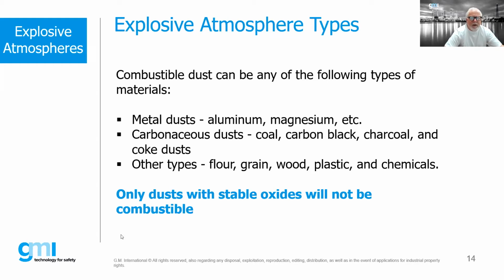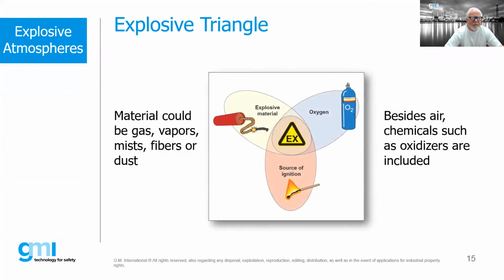Only dust with stable oxides will not be combustible. One of the things also, metal dusts are extremely difficult to deal with because not only can they combust, but they're also conductive. When we have a metal dust atmosphere and those materials get into contact with electrical equipment, in many cases they can short out, and that can be the source of ignition. So we have to be very, very careful.